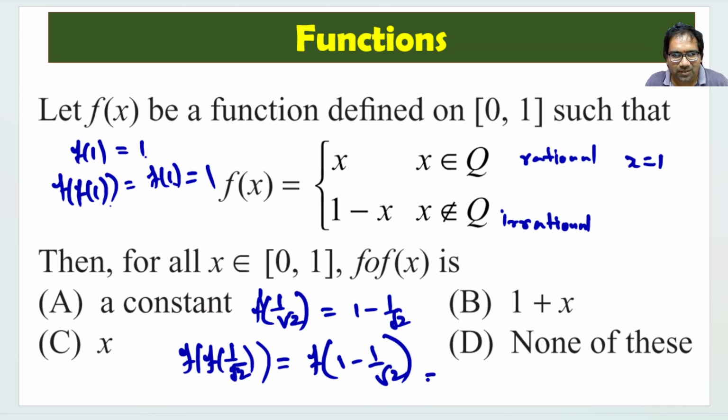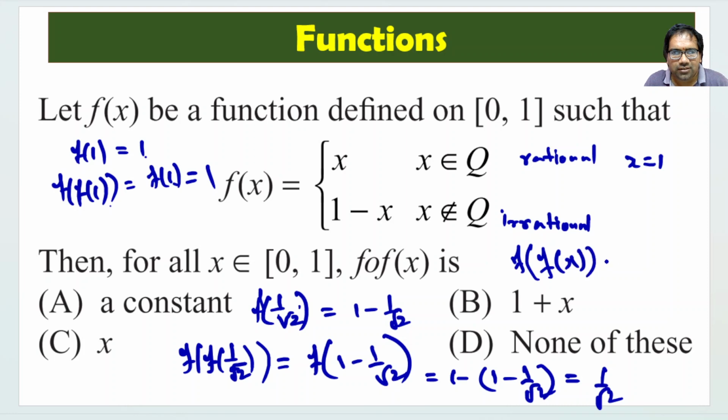So what will this be again? Now this will be 1 minus of this entire expression, 1 minus 1 by root 2. This one and this one will get cancelled. This is equal to 1 by root 2. So what does that mean? f of f of 1 by root 2 is equal to 1 by root 2. What does that mean? Instead of 1 by root 2, you can take any other irrational number, right, 1 by root 3 or whatsoever. f of f of x is equal to x even if it is irrational.